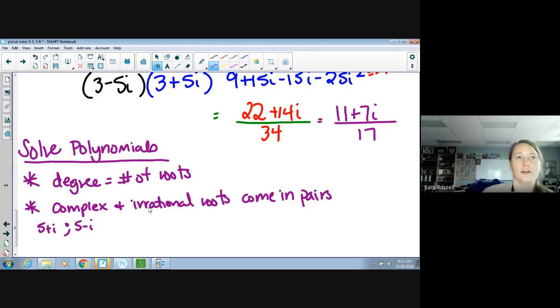And you can also have it for irrational. Those are the ones that come from the quadratic formula. If I had 3 minus root 7, I'm going to also need what? 3 plus root 7, right? So anytime you have an i in your answer or a square root in your answer, you're going to have a partner friend. They need the positive and they need the negative.